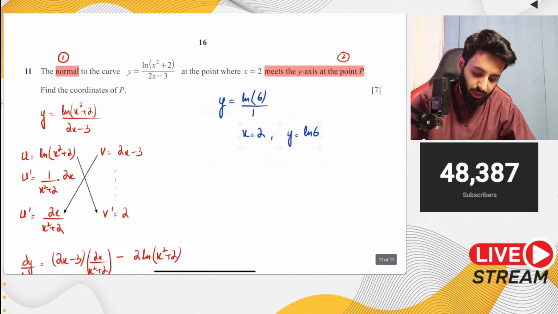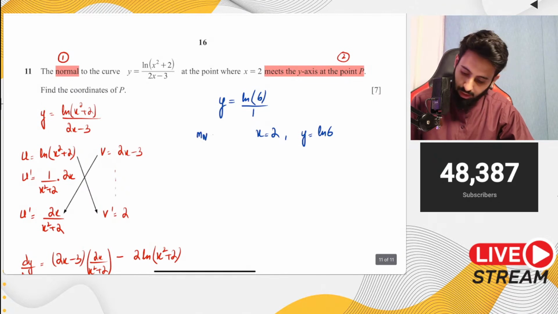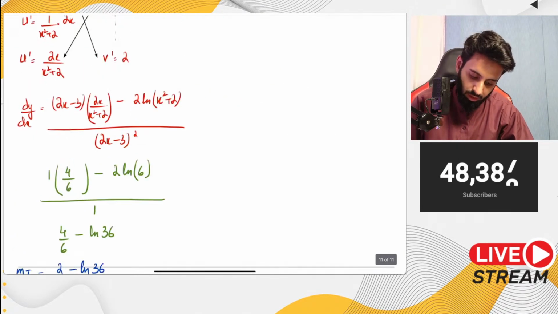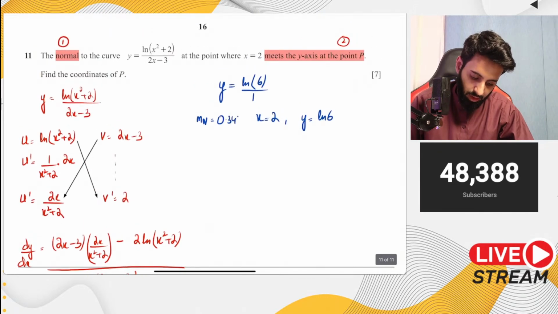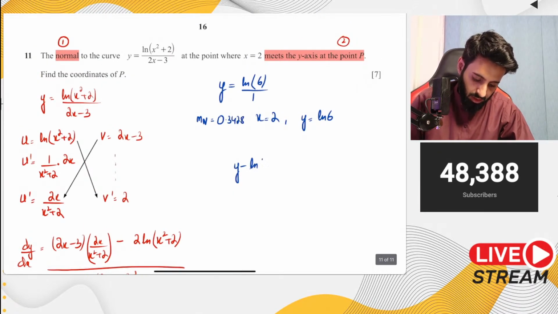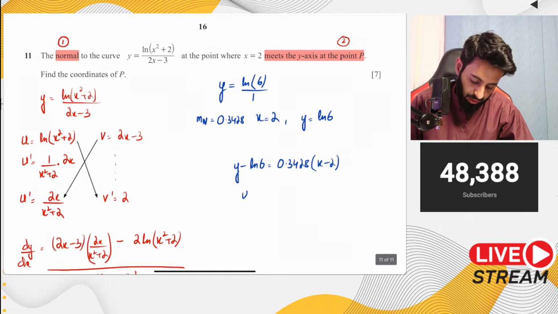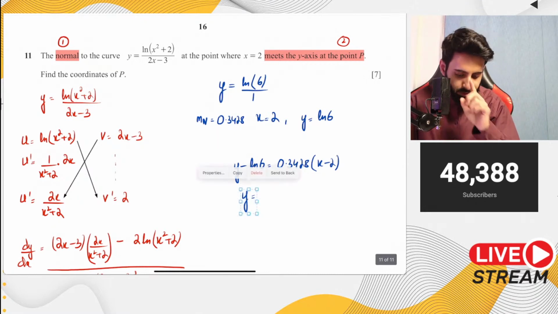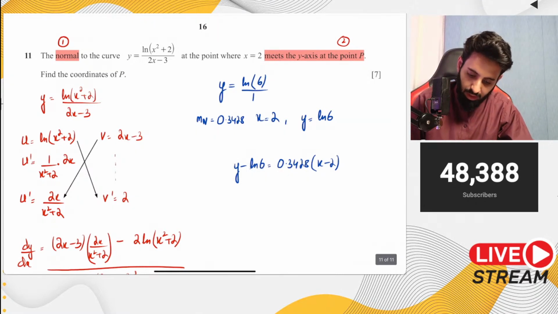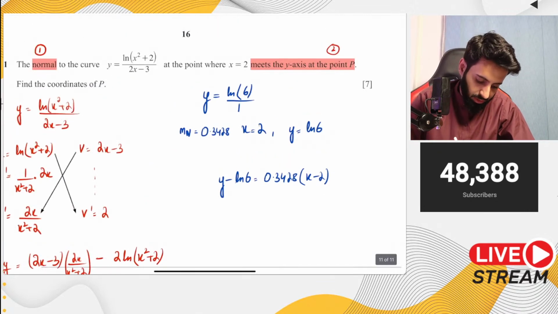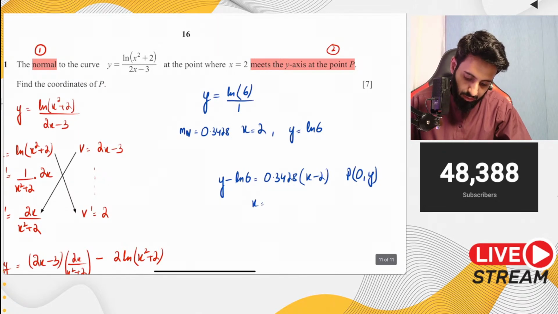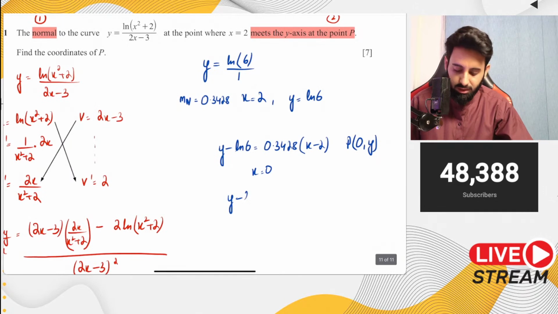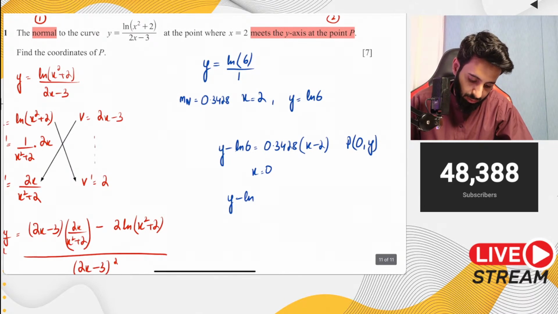Now all we need to do is find out the equation. Let's write down the gradient again, 0.3428. So y minus ln 6 is equal to 0.3428 into x minus 2. If we write this nicely, y is equal to, in fact you don't even have to write it nicely, since you need to find the coordinates of P, and P is a point where the line is cutting the y-axis. So straight away you can plug in 0 in place of x. You don't even need to get the equation written in a standard form, just plug in 0 in place of x and that will give you your answer.